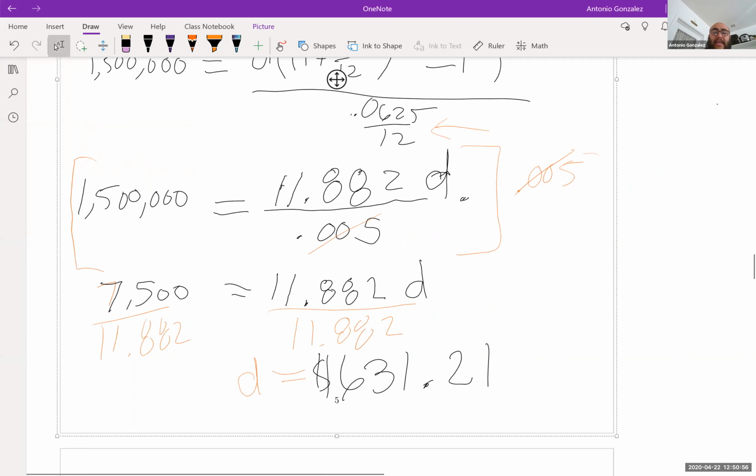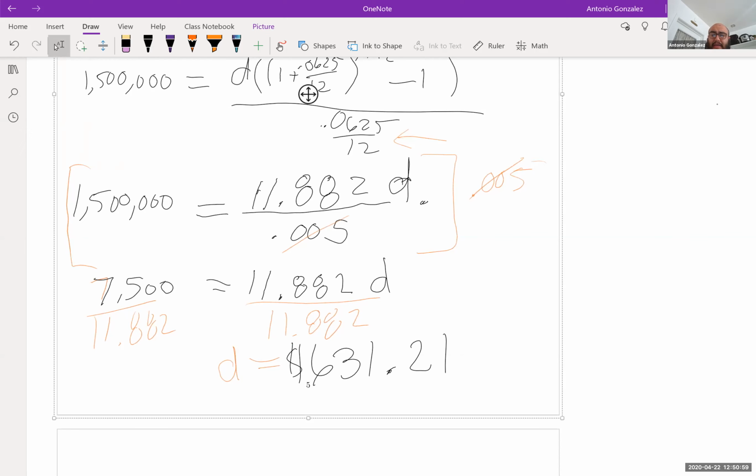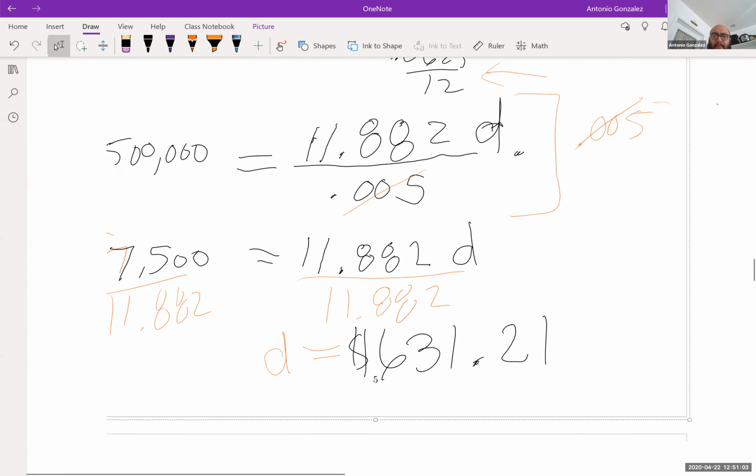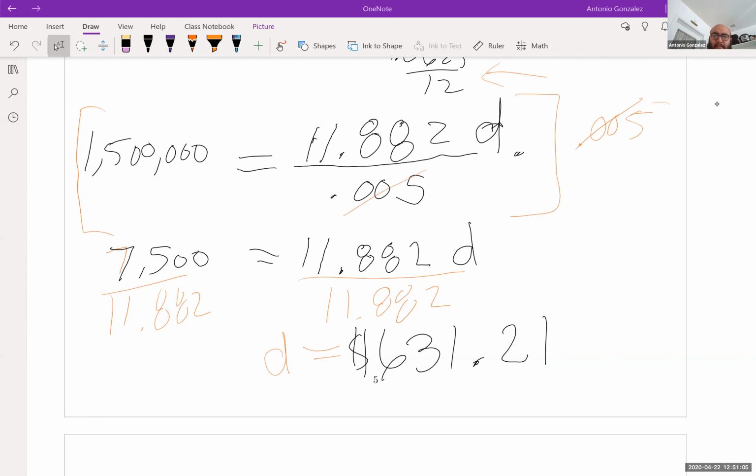Any questions on that problem? I multiplied 1.5 million by 0.005. I'm solving for D. At this point, it just comes down to an algebra equation, where we're solving for X, essentially, the unknown.